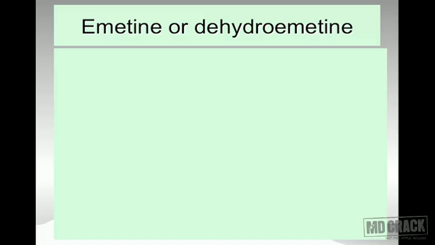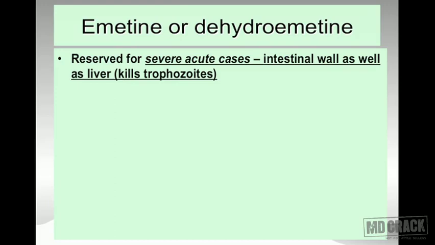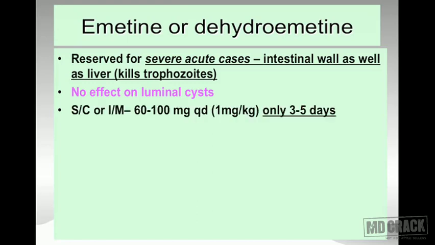I think it's the right place to speak about emetine or dihydroemetine, which I said is reserved for severe and acute cases in intestinal wall amebiasis as well as in hepatic amoebiasis, that's the affection of the liver, because this drug can kill trophozoites. So your drug of choice is metro or tinidazole, but if the case is very acute and very severe, you can think of using emetine or dihydroemetine. Please mind well, it has no effect on the luminal cyst, and the route of administration, have a look at the slide, is subcutaneous or intramuscular.